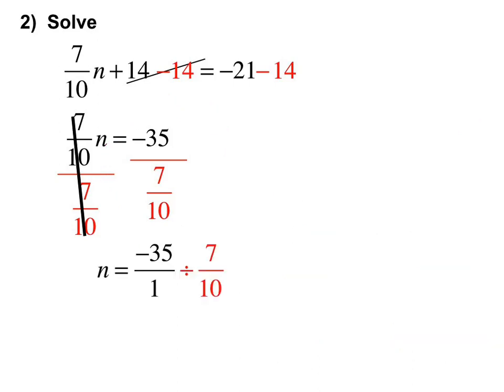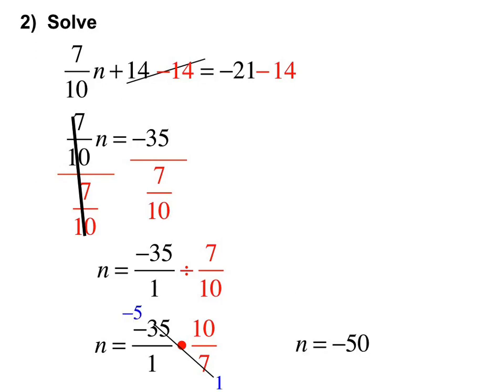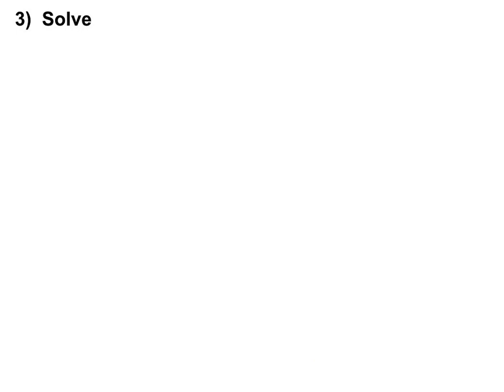And then from there, turn it into a multiplication problem. Cross divide where you can. Don't lose the negative symbol. We should get a solution of negative 50. All right, everybody try number 3.